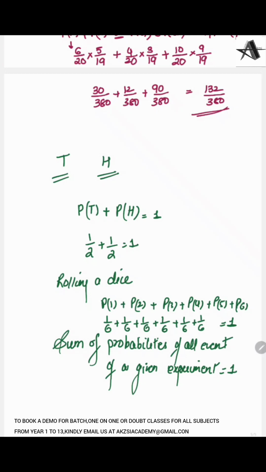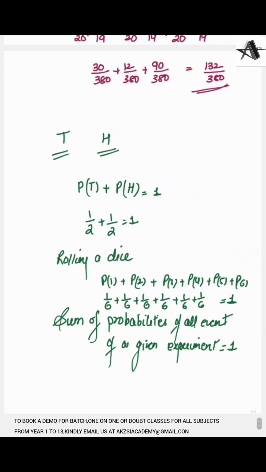Now, let me move on to the probability tree diagram. This is the important thing that we will be doing in GCSEs; the harder questions you will find from this part. So, the title is probability tree diagram.